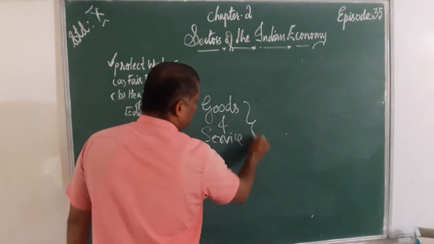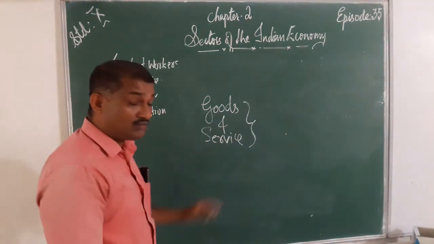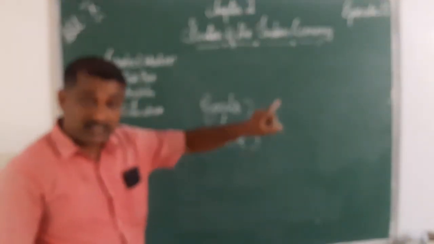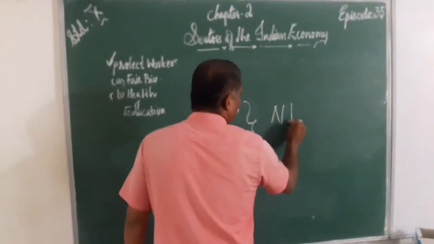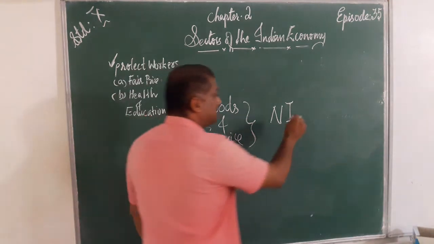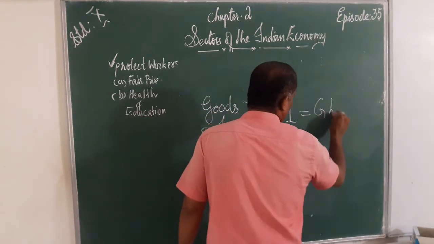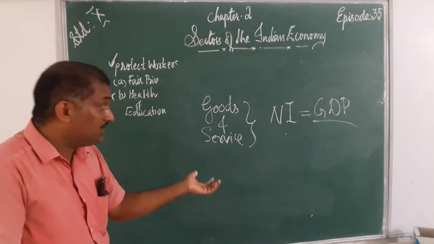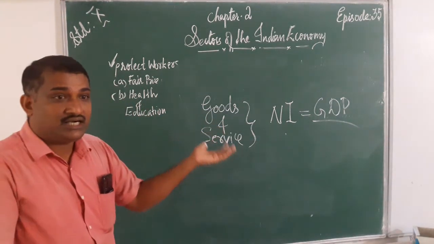Total of these goods and services, that is, we can calculate the total of goods and services in a country that increase the national income of a country, so we can call it GDP, gross domestic product. This GDP will increase only if the country develops.